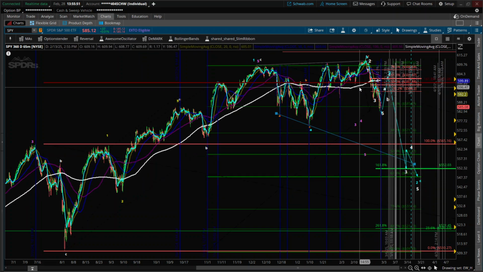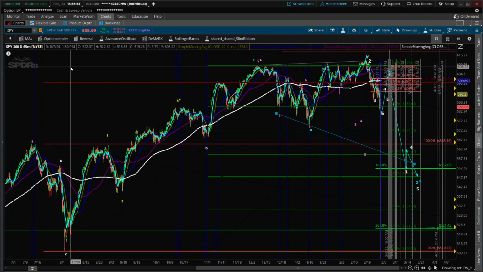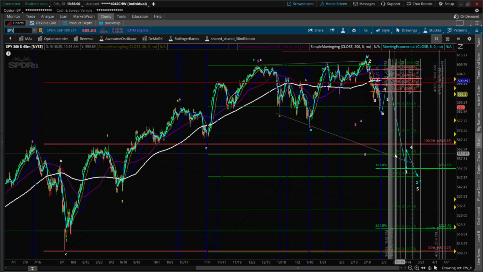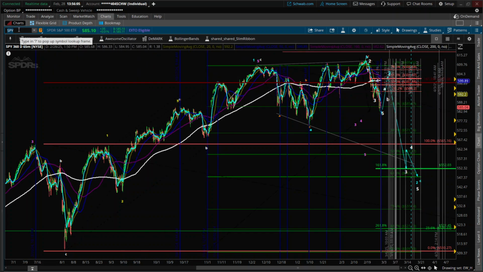All right. So Qs, again, 552. If we retrace all the way 601, 552 will be our third wave target. Big move.